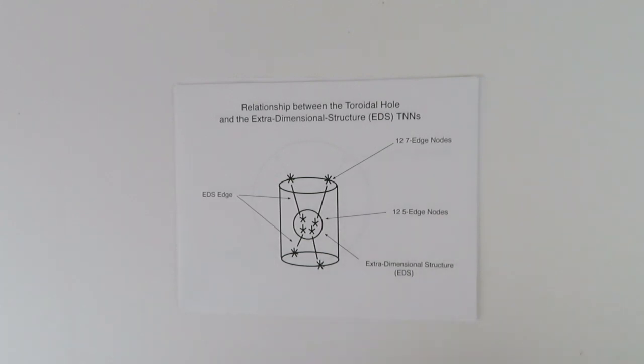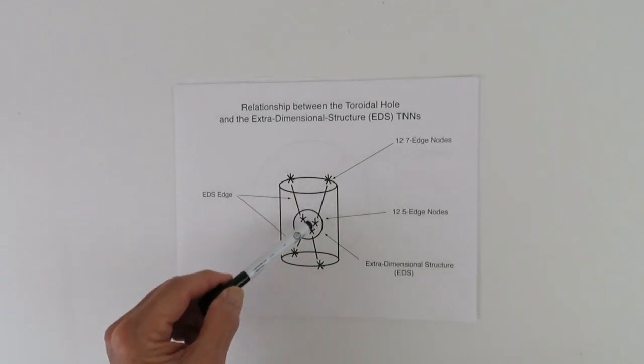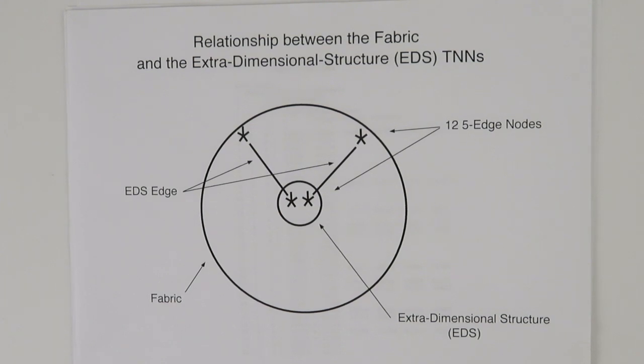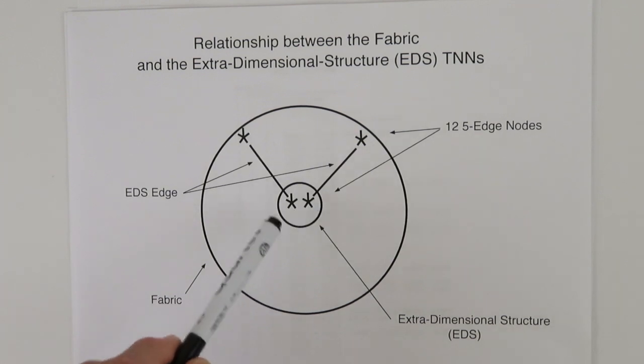But in the same way we did with the icosahedron for a torus 0 structure, here for the toroidal hole we have an EDS structure with 12 EDS edges coming in from the fabric to the EDS structure. I'll bring back the structure of the relationship between the fabric of the exterior triangular neighborhood network and the structure of the EDS, the extra dimensional structure.